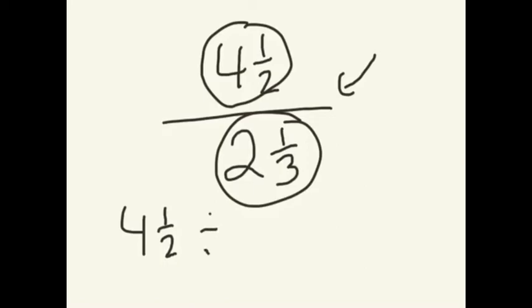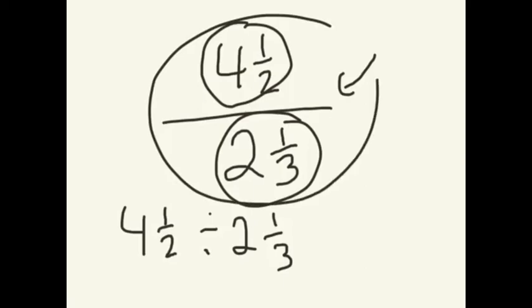So 4 1/2 is the numerator, so that comes first. The division bar means a division symbol, and then 2 1/3 comes second. This funky looking thing is the same as writing it linearly, 4 1/2 divided by 2 1/3. Now, when I have it like this, or like this, I could do it like this if I want. I'm going to go ahead and change them into improper fractions, so that would be 9 halves. 4 times 2 is 8, plus 1 is 9. Divided by 2 times 3 is 6, plus 1 is 7.